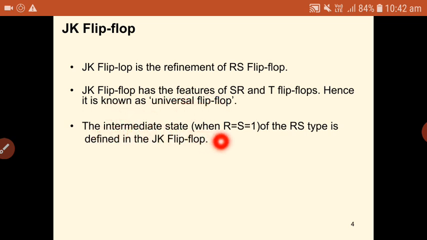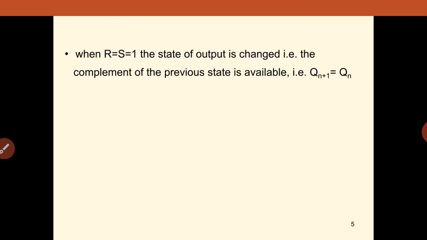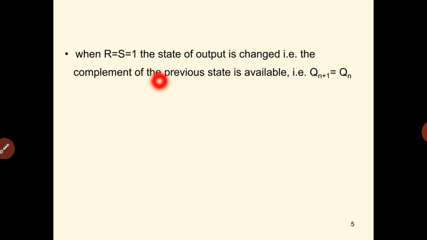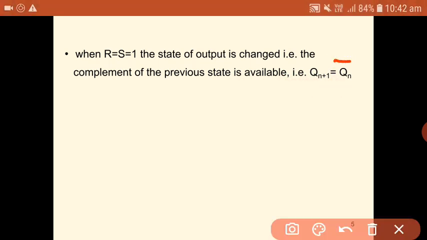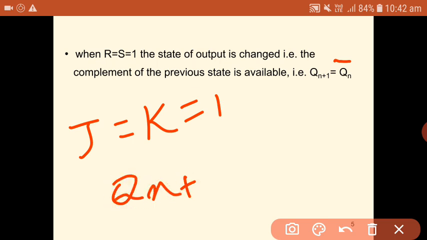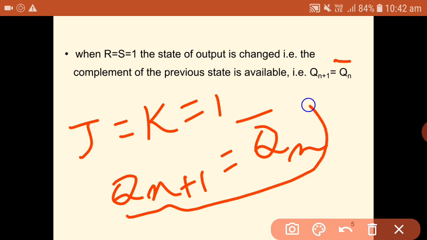So the intermediate state when R is equal to S is equal to 1 of the RS type is defined in the JK flip-flop. That's why I am saying JK flip-flop is the refinement of RS flip-flop. When R is equal to 1 and S is equal to 1, the state of the output is changed. That is, the complement of the previous state is available, that is Qn plus 1 is equal to Qn bar. So for J is equal to K is equal to 1, you will be getting the output as complement of the previous output. So the present output will be equal to the complement of the previous output.